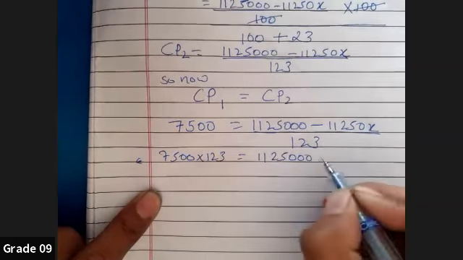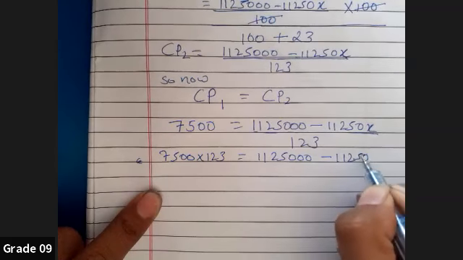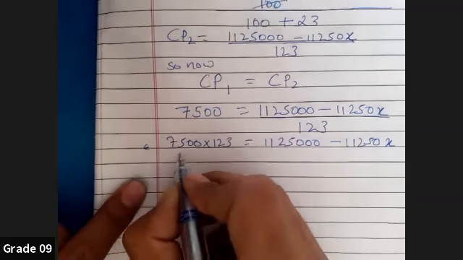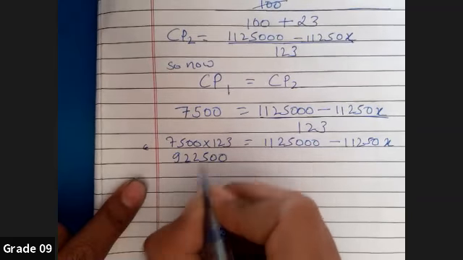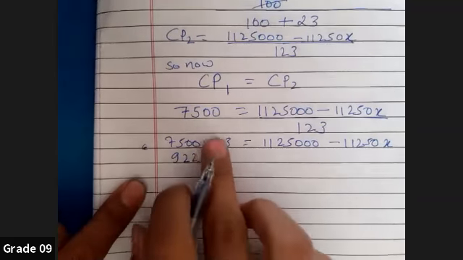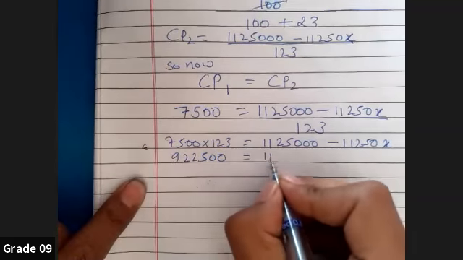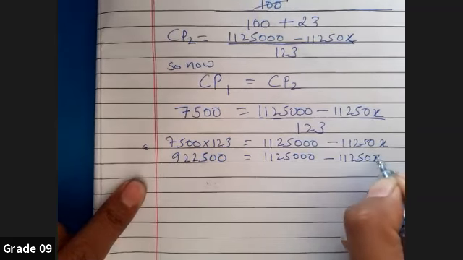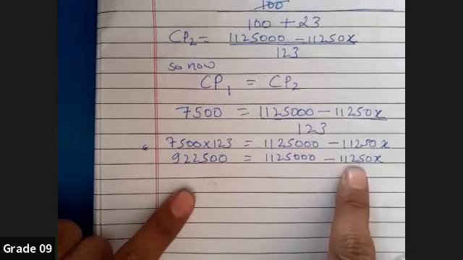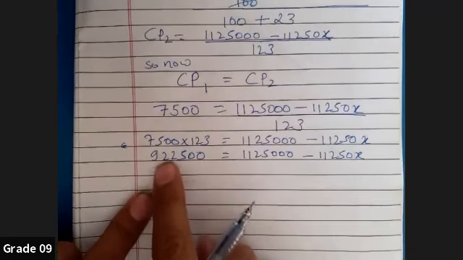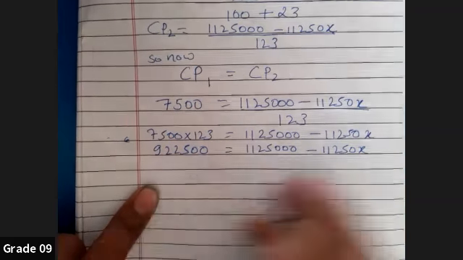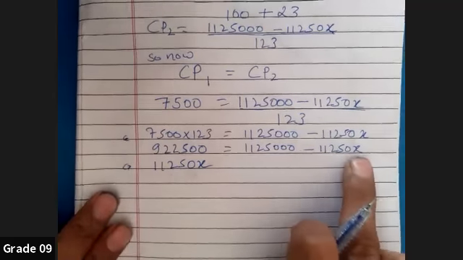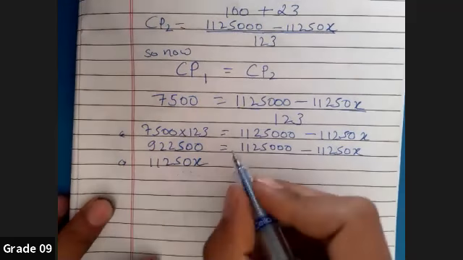One of you please help me. Okay, Raisa has helped me. 9225000. This is the multiplication product, and 1125000 minus 11250x. Let's exchange these two things: 11250x on the left hand side and this 9225000 on the right hand side. Just exchange them. Why exchange? Because this is the number with the variable and this is a pure constant number.